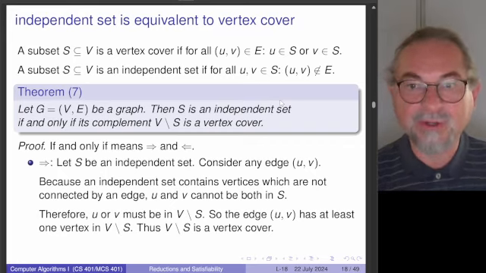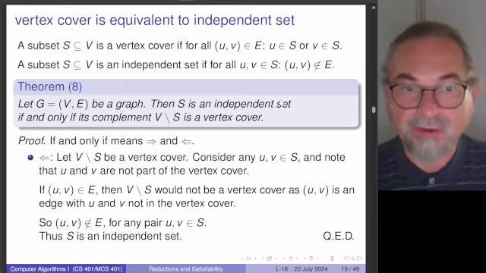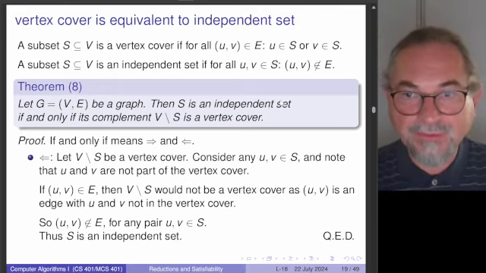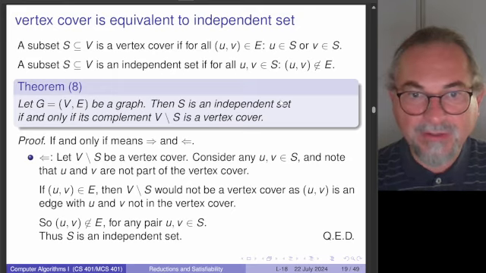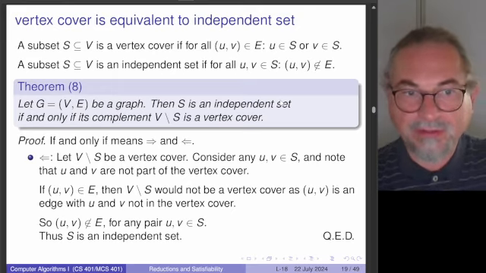Okay, the other way around. If you have a vertex cover, then you also have an independent set. Take again: we have a vertex cover, and now this is denoted by the complement. If you take the complement of that, that is the S. And you note that since they are not in the vertex cover, if you take the complement, they are not part of that.